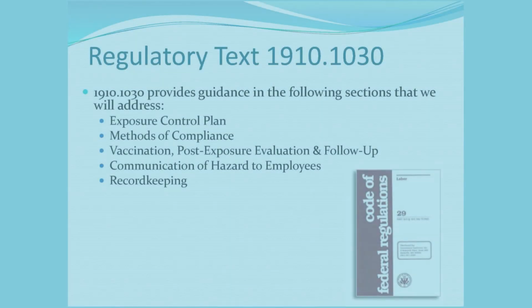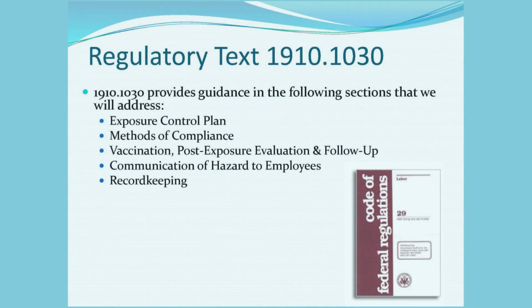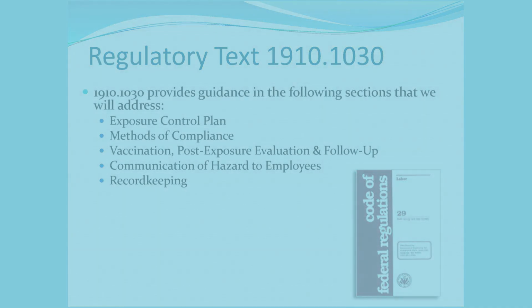OSHA 1910.1030 provides detailed guidance on exposure control plans, compliance methods, vaccinations, post-exposure processes, communication of hazards, and proper record-keeping. Today, we will break down each of these components so you know exactly what is expected.